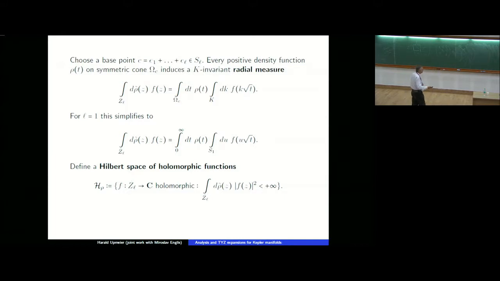For L equal to 1, the radial part is just dt from 0 to infinity. So they are really functions on the half-line in one dimension. Using such a measure, you can define a Hilbert space of holomorphic functions, namely all holomorphic functions on the Kepler variety which are square integrable. That is a Hilbert space. You do not have to pass to the closure because this is already a complete Hilbert space because of holomorphy.